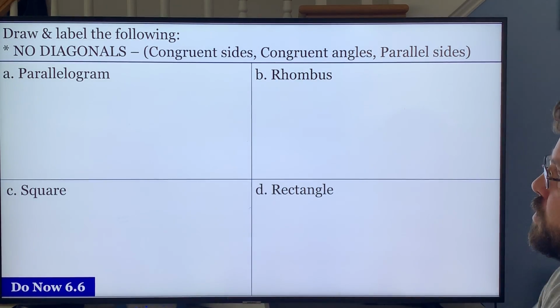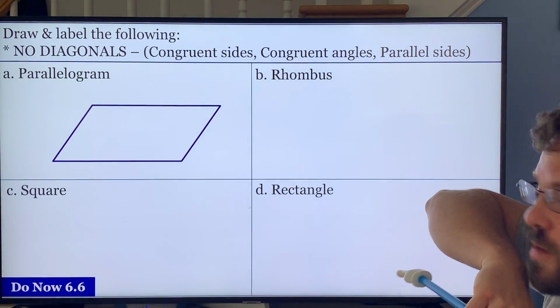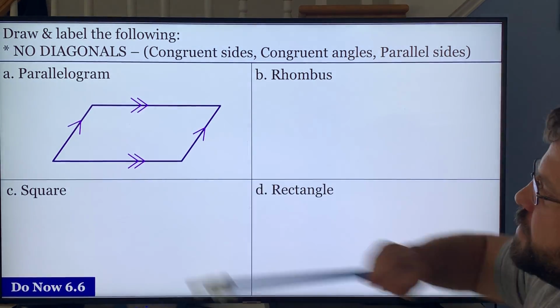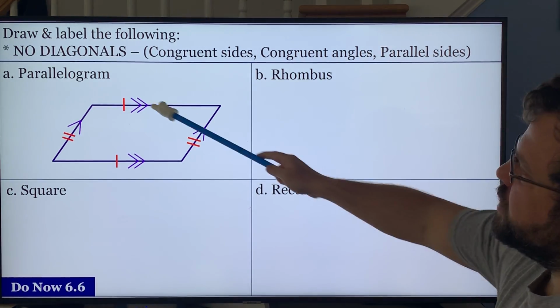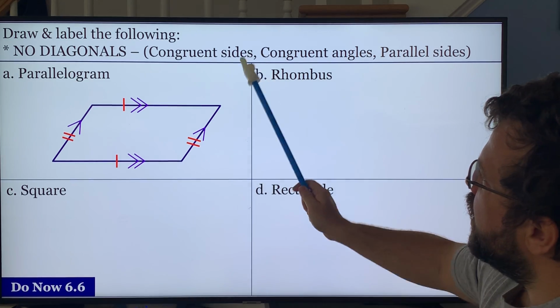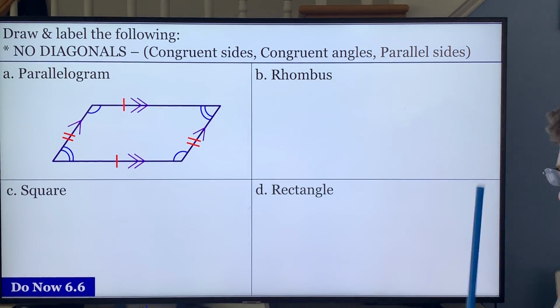Parallelogram should look something like that, right? All right. Opposite sides are parallel. Opposite sides are congruent, dash, dash, double dash, double dash. Opposite angles are also congruent. So that's what you should have drawn for that figure, okay?